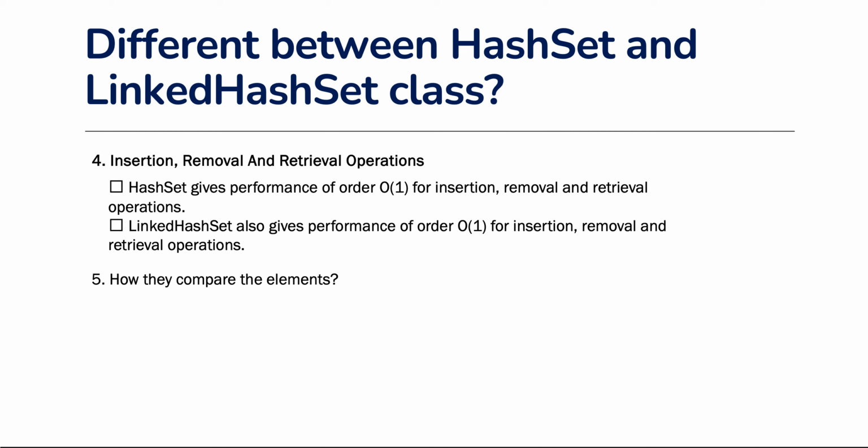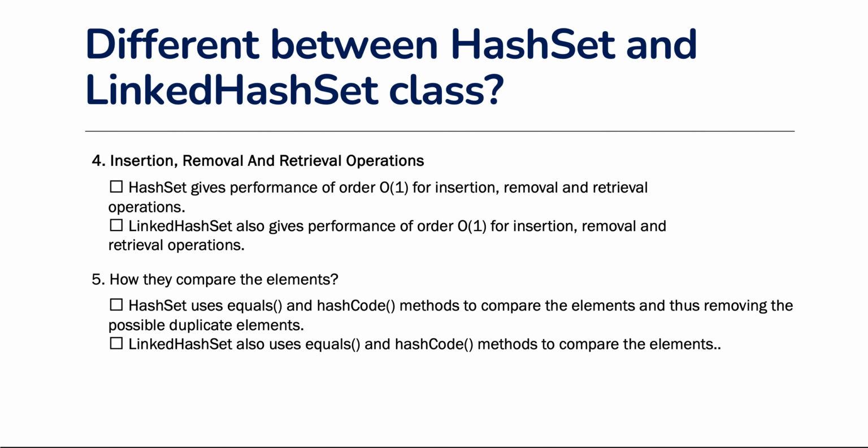Next difference between the LinkedHashSet and HashSet is in terms of how they compare the elements internally. HashSet uses the equals and hashCode methods to compare the elements, thus removing possible duplicate elements. That's what we have seen as part of the internal implementation. If you want to know more about the internal implementation of the HashSet, do check out one of our previous videos on the HashSet. I'm going to share the link in the details section also.